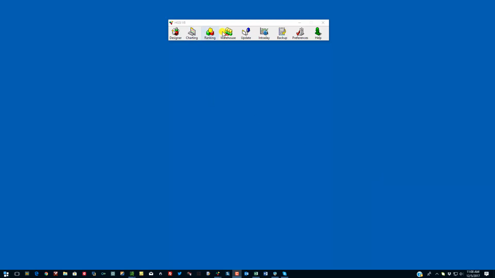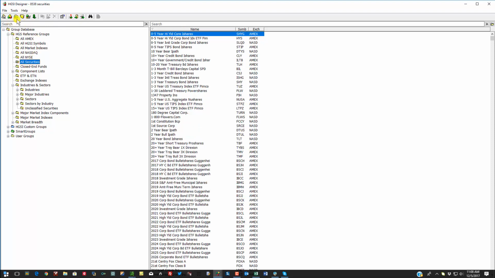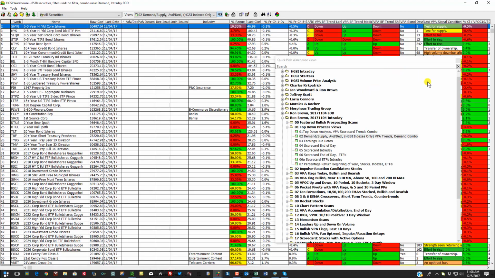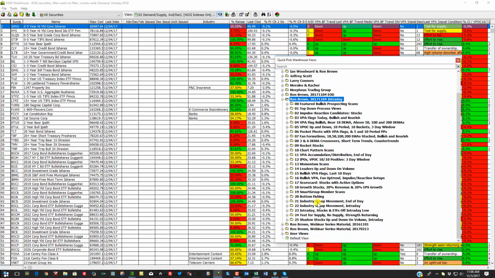I'm going to show you another way to look at intraday rotation. I'll go into the designer, I'll go to all securities, I'll click through to the warehouse view, bring it up, and then I'm going to go down in my intraday views to the industry group movement intraday.